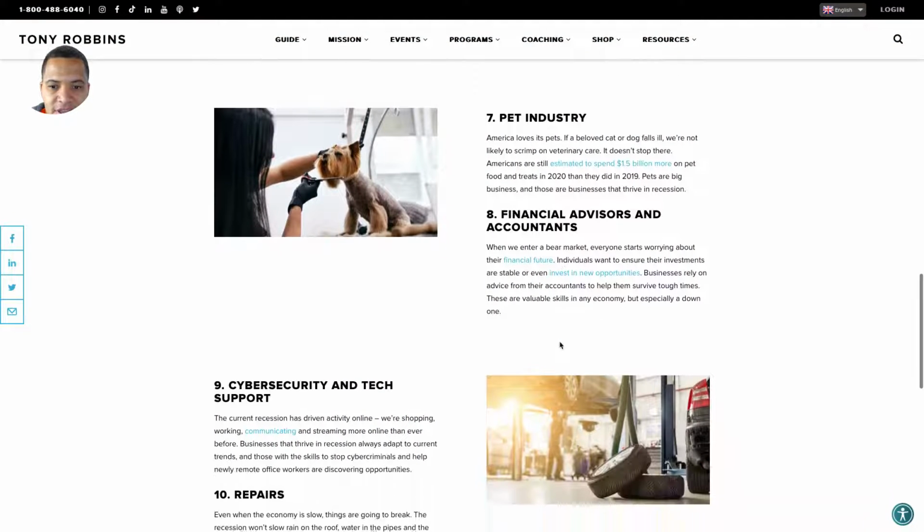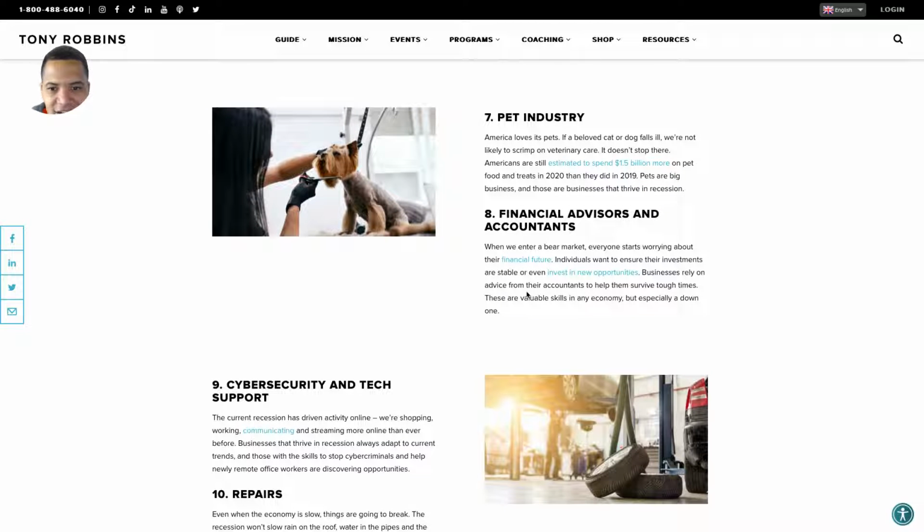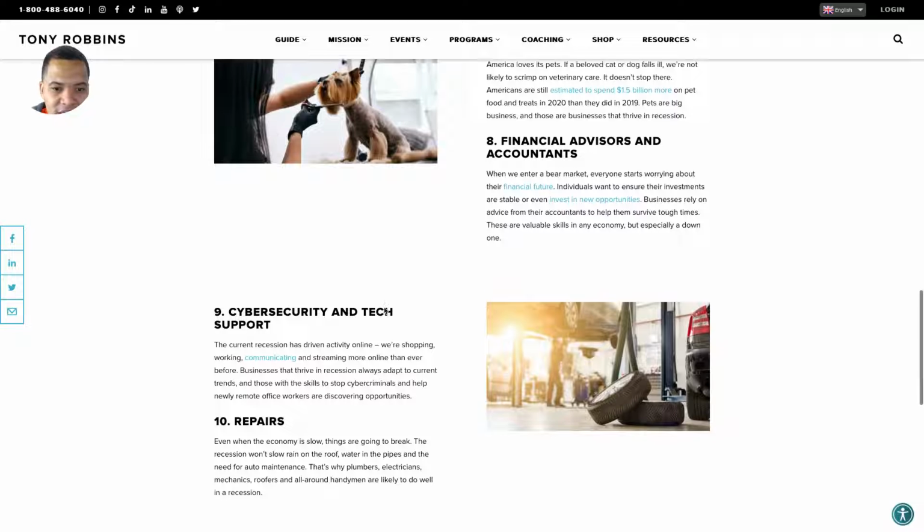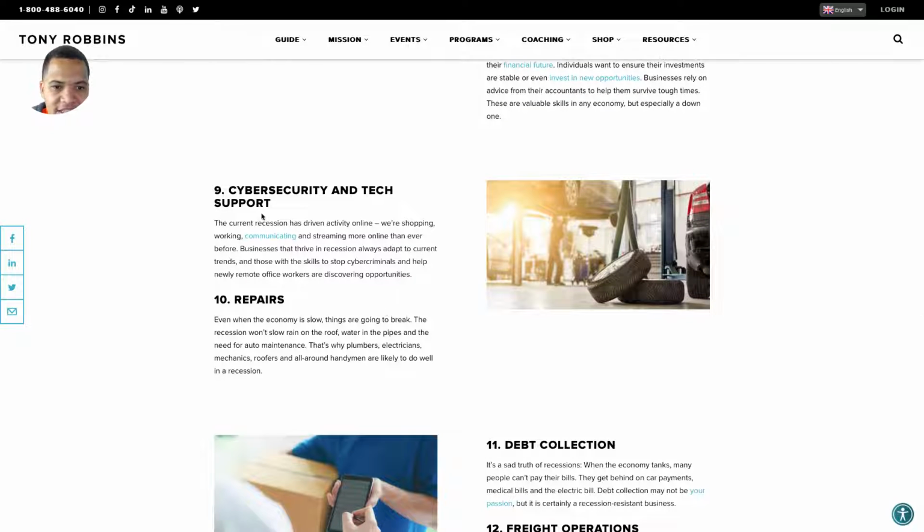Financial advisors and accountants. Well, that's number 8. When we enter a bear market, everyone starts worrying about their financial future. All right. So my financial advisors and accountants, if you guys are not ready, get ready because it's your season. It's your season during this time of recession. They're coming for you. All right. So get ready. Prepare them to get ready. Which is why this information session we have here right now is very important.